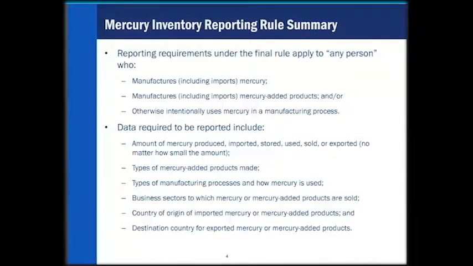And the other data elements to be reported are the types of mercury-added products made, the types of manufacturing processes and how mercury is used in those processes, business sectors to which mercury or mercury-added products are sold, the country of origin for imported mercury or mercury-added products, and the destination country for exported mercury or mercury-added products.